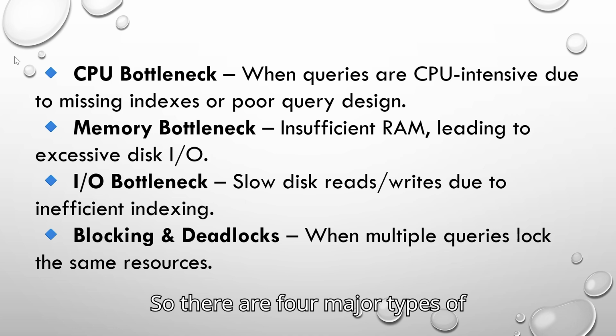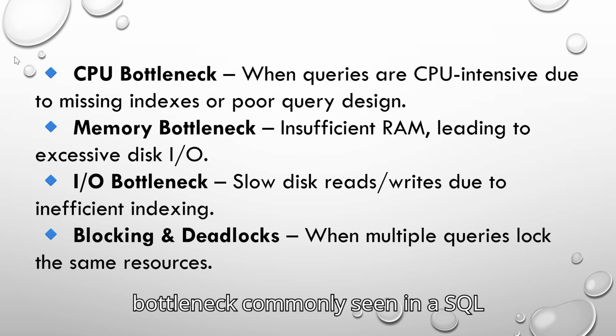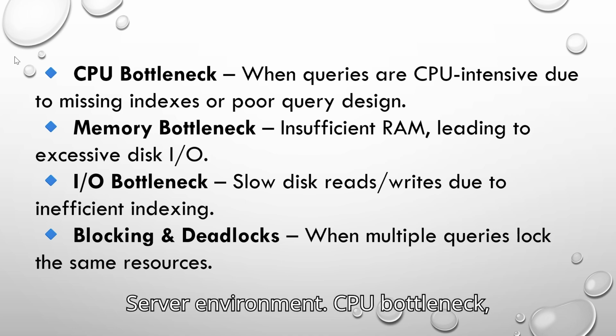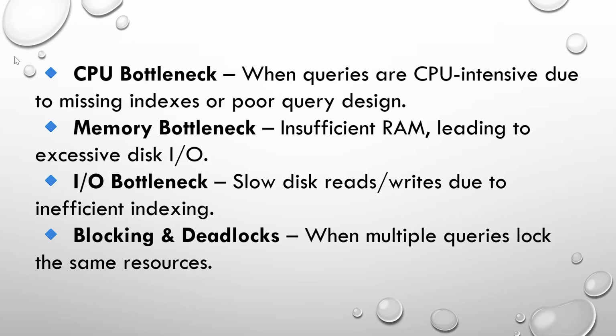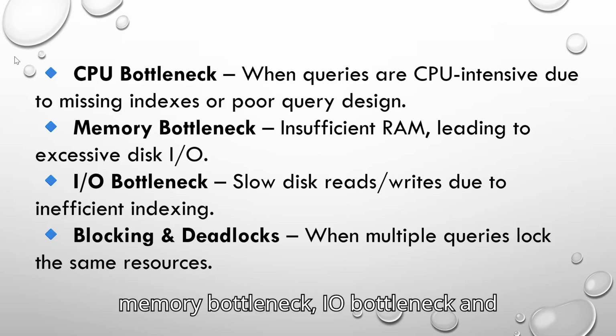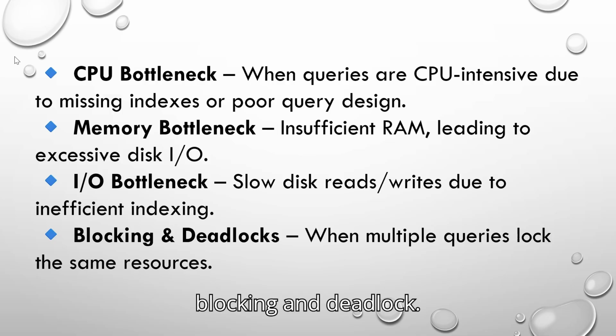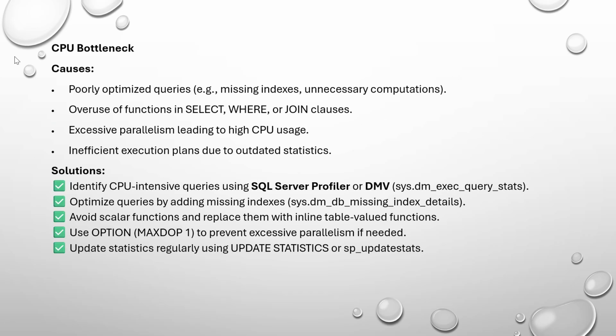So there are four major types of bottlenecks commonly seen in a SQL Server environment: CPU bottleneck, memory bottleneck, IO bottleneck, and blocking and deadlock. So we will have a detailed discussion on these topics. First, let's start with the CPU bottleneck.